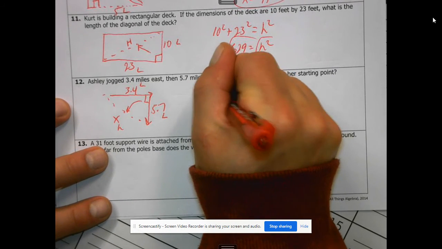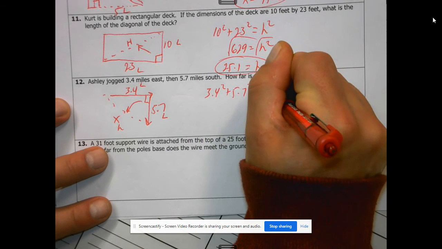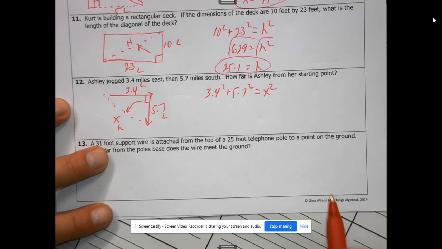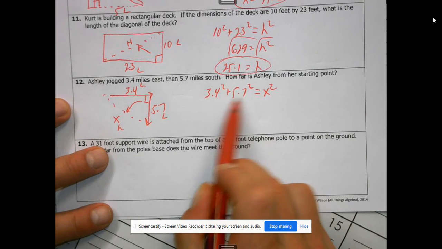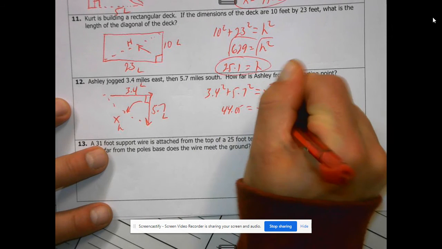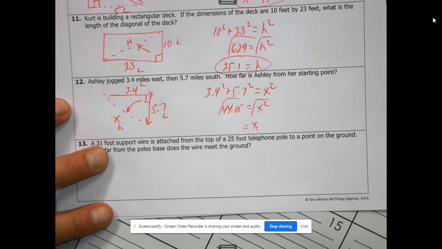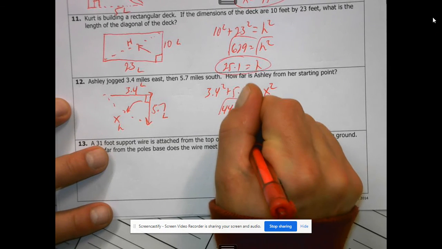So 3.4 squared plus 5.7 squared is X squared, or H squared, whatever. Type that in right there. That comes out to be 44.05. Square root. And the answer comes out to be 6.6.